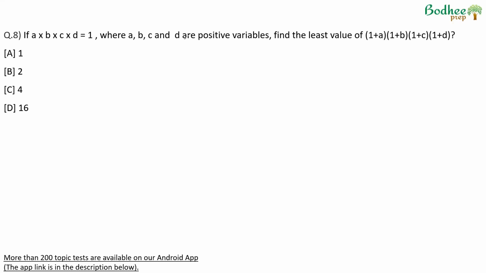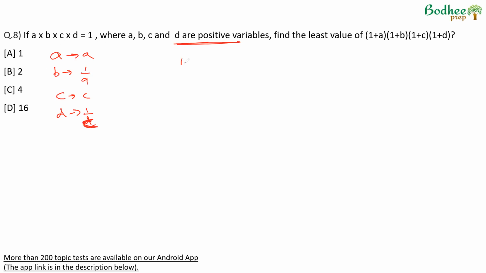A into B into C into D is 1, where A, B, C, D are positive variables. Find the least value of 1 by A plus 1 by B plus 1 by C plus 1 by D. Suppose we take A as A, B as 1 by A, C as C, D as 1 by C. The product will be 1.